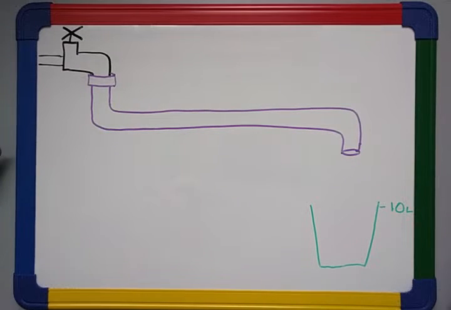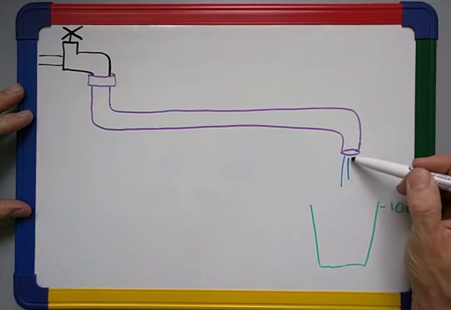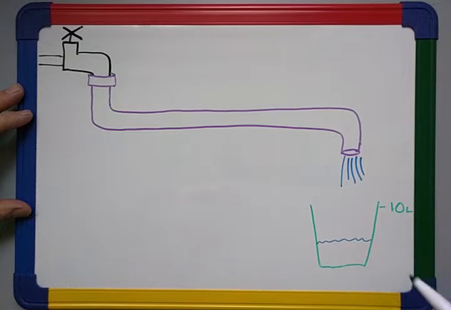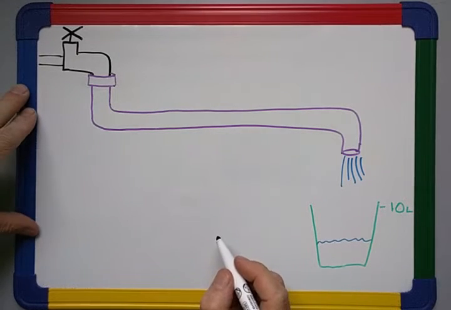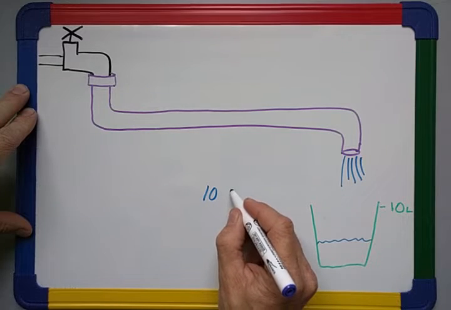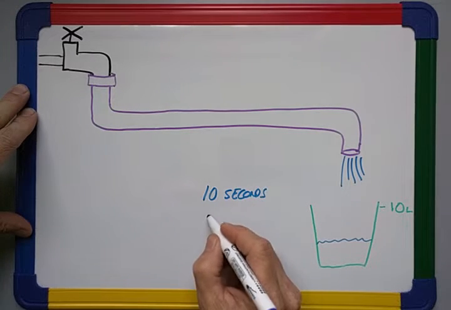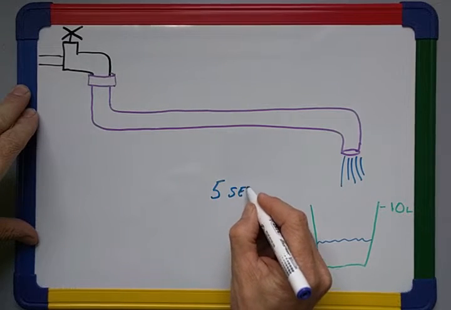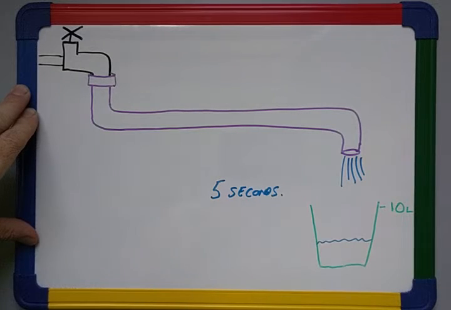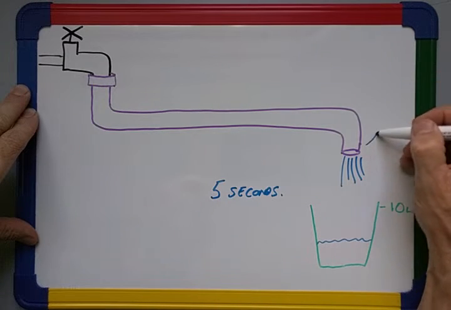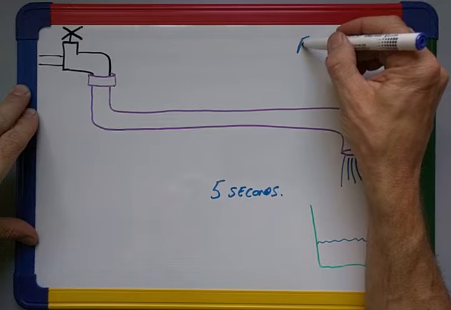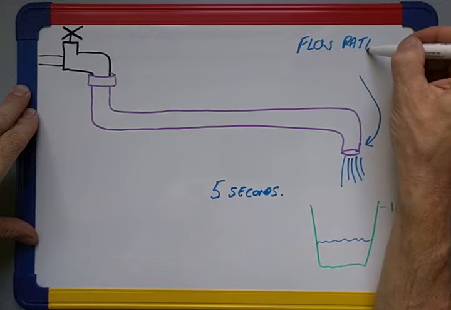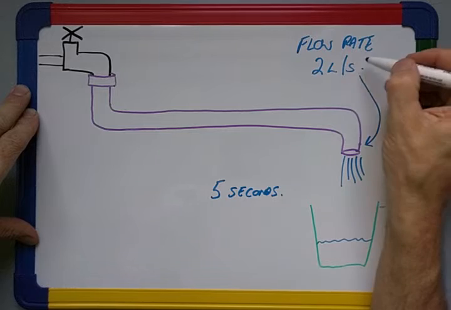Okay, now let's imagine we connect a hose pipe onto our water tap. Now when we turn the water tap on, the water is going to come out of the hose pipe here and fill our bucket just like it did before. And let's imagine further that it still takes 5 seconds like it did before to fill the bucket. So we're filling a 10-litre bucket in 5 seconds. So the flow rate out of the end of the hose here is still got to be 2 litres per second.